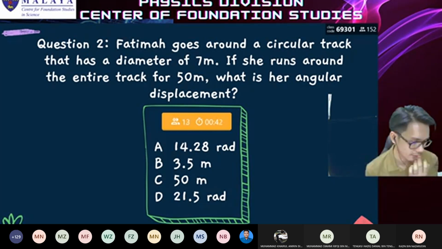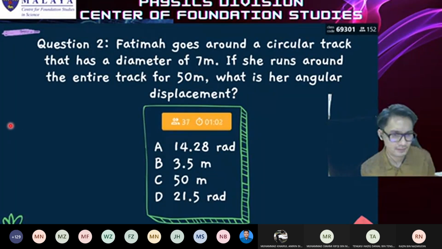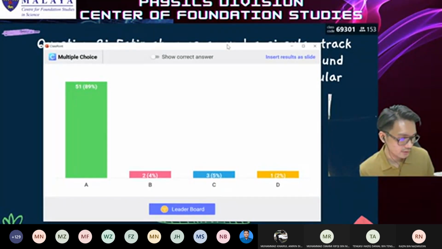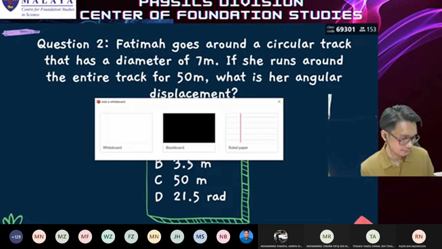Seorang jawab B. Kita tengok kenapa dia jawab B. Seorang jawab C. Okay. But majority of you jawab A. Okay, I'll close the submission. Tak ramai yang join. So you guys kena laju sikit lah jawab. Okay, tengok ramai yang jawab A. Ada 2 orang jawab B, 3 orang jawab C, seorang jawab D. Okay, kita tengok siapa yang jawab A, B, C dan D tu. Kita tengok apa problem dia.